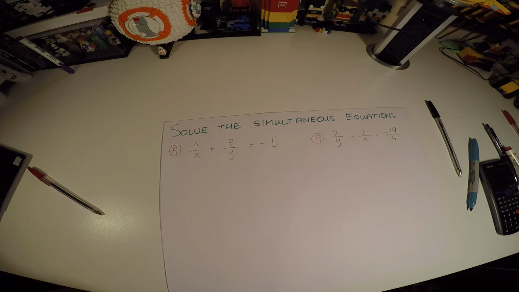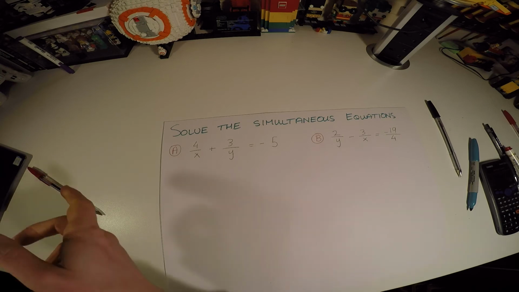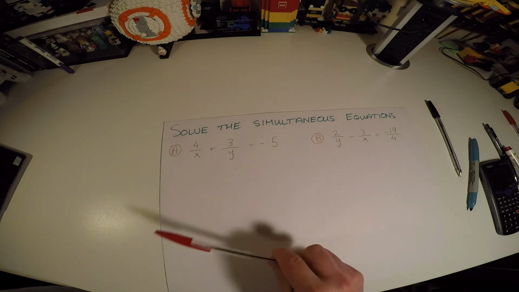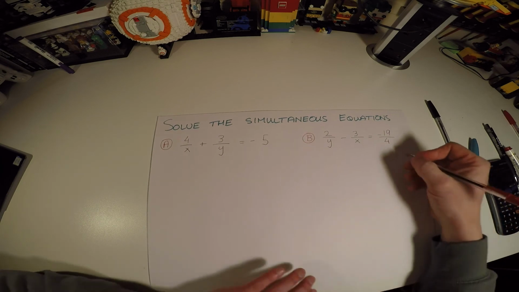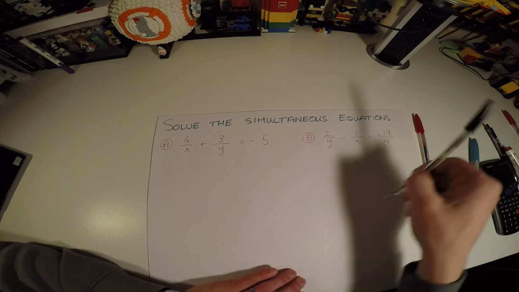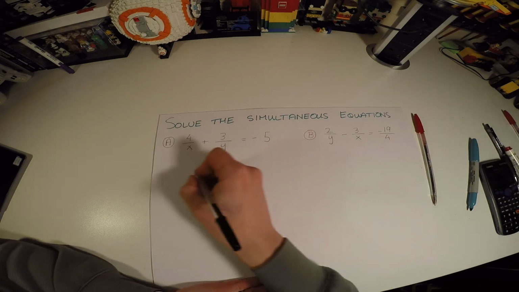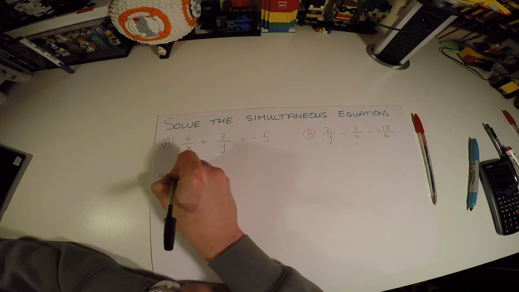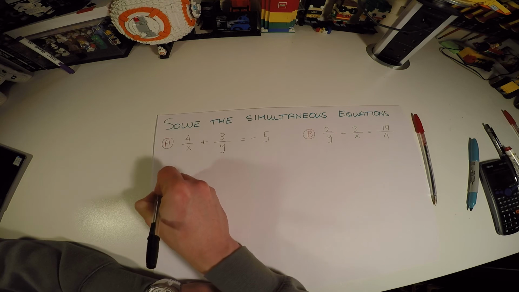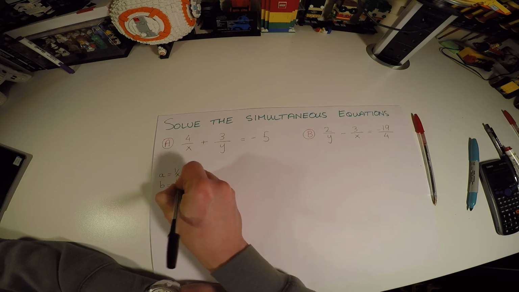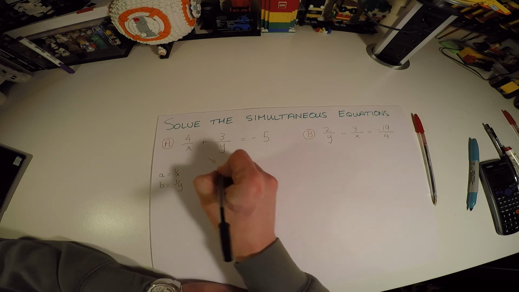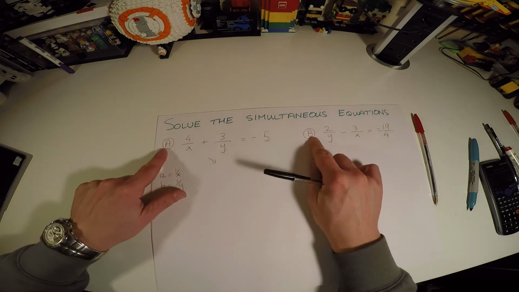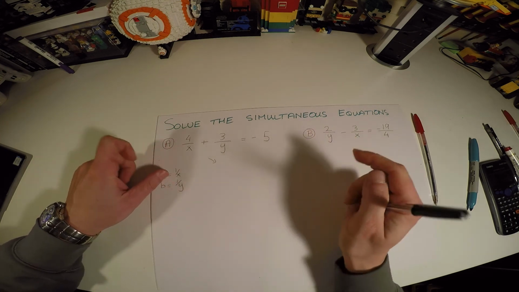So there's a couple of ways to do it. The way I'm going to go with is this. I'm going to use a substitution, and I'm going to let small a equal 1 over x. I'm going to let small b equal 1 over y. Now I always label my simultaneous equations a and b, and c if you have 3.